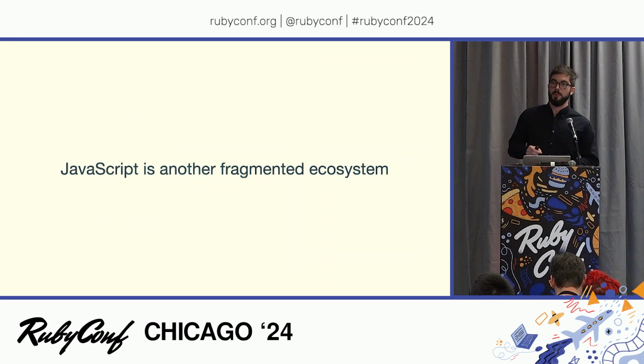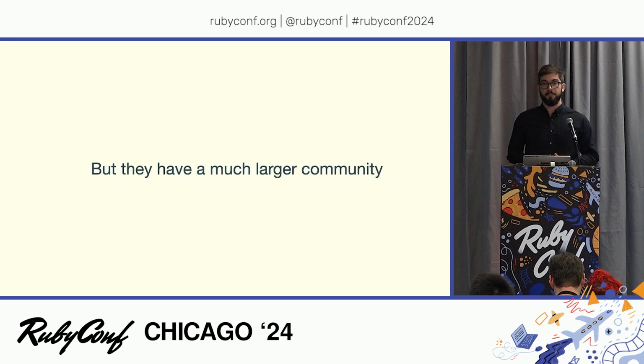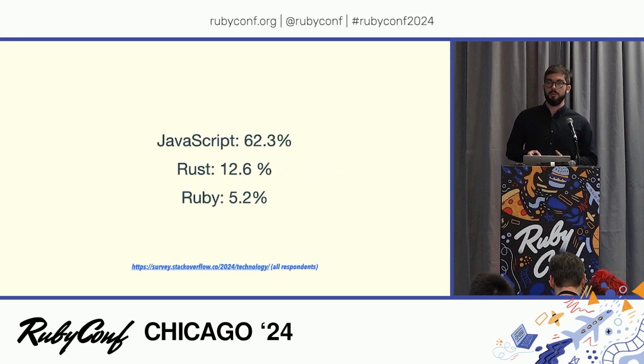If we take a look at JavaScript, which is another highly fragmented ecosystem, they have similar issues. They have dependency management fragmentation, runtime fragmentation. In that sense, they're very similar to the Ruby ecosystem. But they do have an advantage. They have a much larger community. If we take a look at the most recent Stack Overflow results, the number of respondents for JavaScript was at 62%. It was the number one programming language. And Ruby was just a little over 5%. So maybe JavaScript has enough people in their community that they can afford to have all of this richness and diversity in tooling. They can sustain all of these different options.